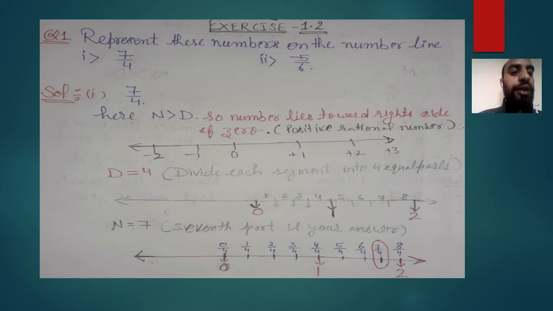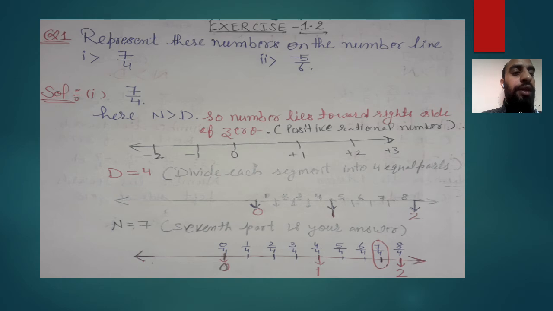You can even write it in this way: 0 upon 1 for the first part, then 0 upon 4, 1 upon 4, 2 upon 4, 3 upon 4, 4 upon 4, 5 upon 4, 6 upon 4, 7 upon 4 and 8 upon 4. So from here it is very clear, if the numerator is 7 then the 7th part is your answer.